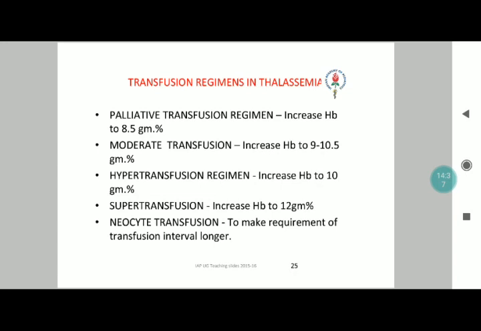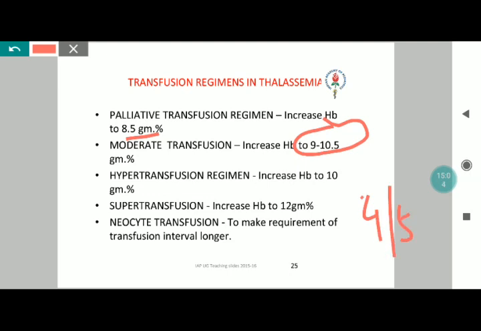Transfusion regimens in thalassemia of course vary. We have a palliative regimen, a moderate regimen, and a hypertransfusion regimen also. The palliative regimen is where we aim to maintain a hemoglobin of 8.5 gram %, where it is not a completely normal child, but at the same time it is not a completely deficit also. A moderate transfusion is where we aim to maintain between 9 to 10.5, which is normal. And irrespective of the deficiency, if from a 4 or a 5 we aim to get it to a 10, keeping 10 as a gold standard, then it becomes a hypertransfusion regimen.